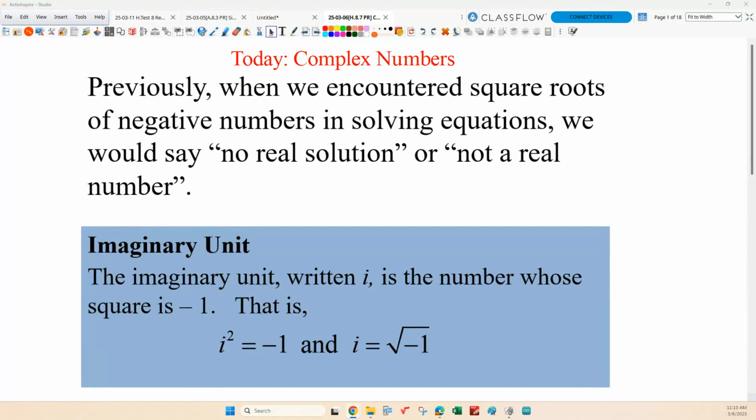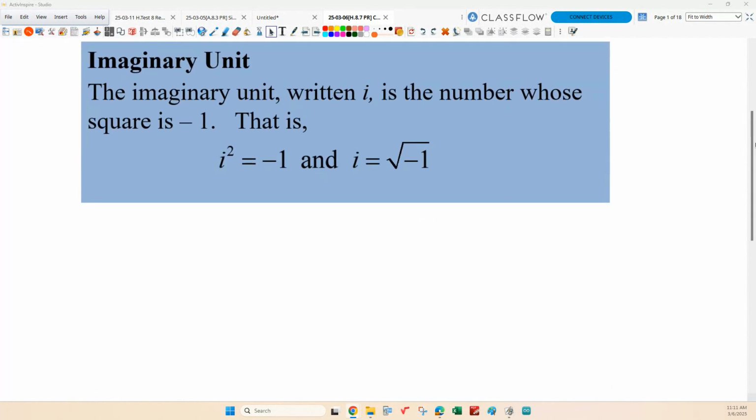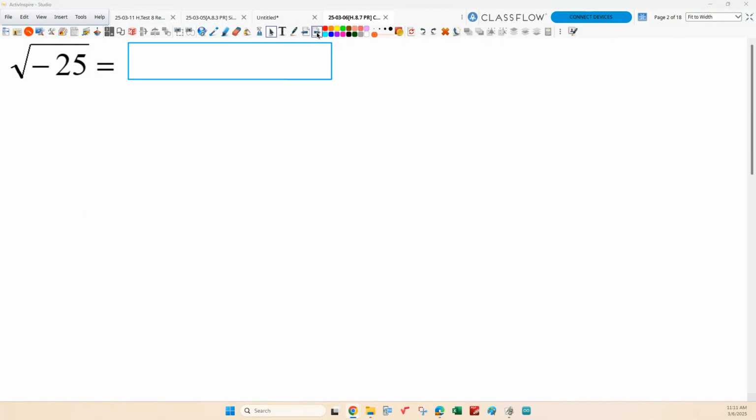When we've talked about square roots of negative numbers up to this point, we've always just said there's no real solution if we're solving an equation, or it's a non-real number, and stopped. Well, we can go further if we define something called the imaginary unit. We write it as a lowercase i. It is the number whose square is -1. In other words, i squared is equal to -1 by definition. So i is equal to the square root of -1.